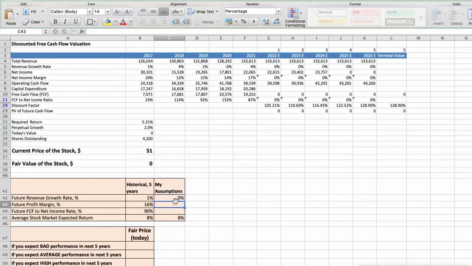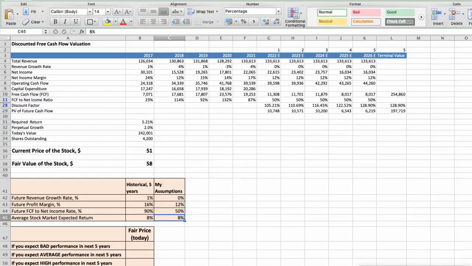Future profit margin would be a low, 12%. Future free cash flow to net income rate would be a low, 50%. In this case, the fair value of the stock today would be $58.